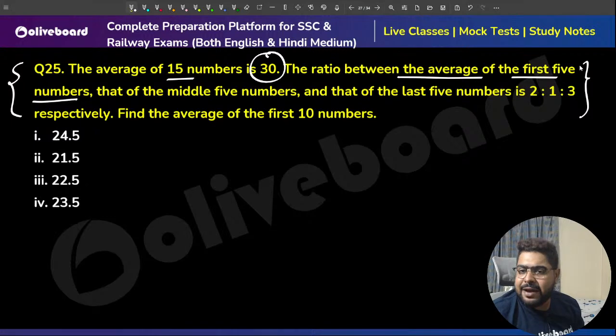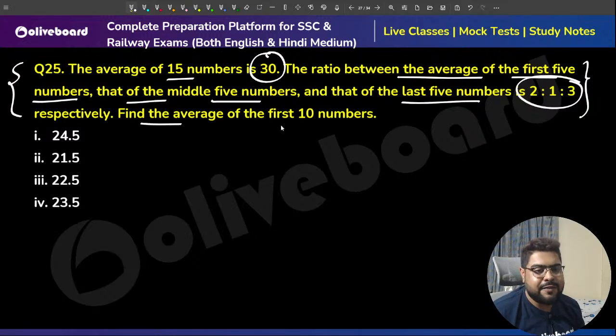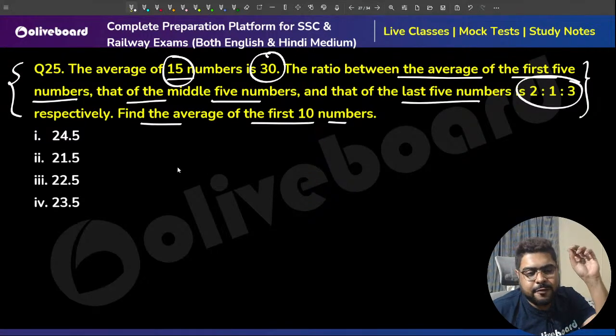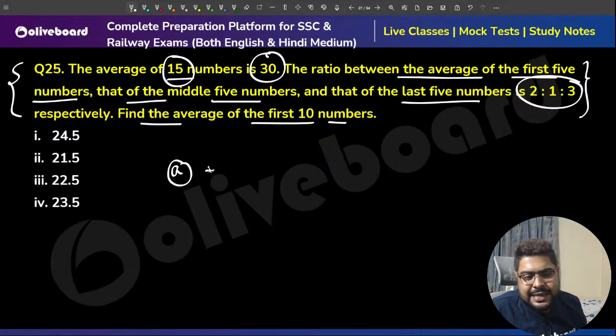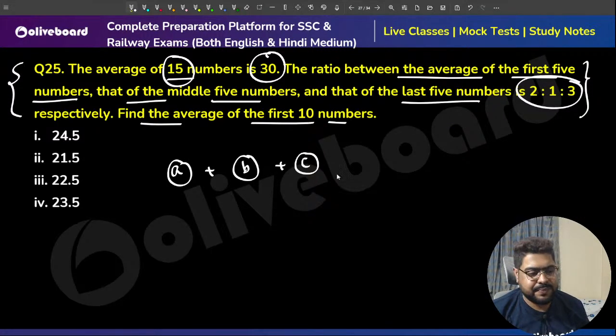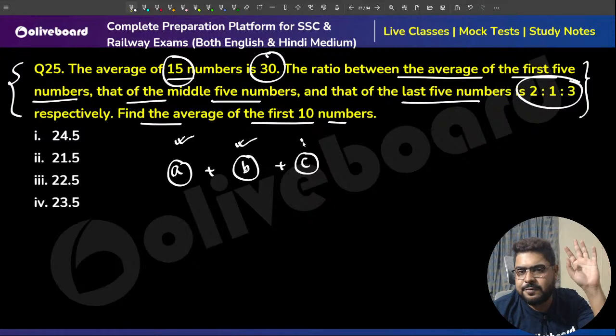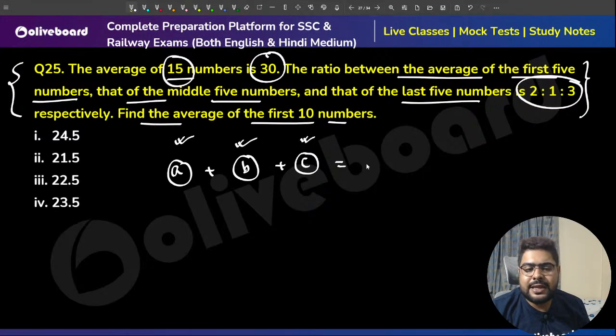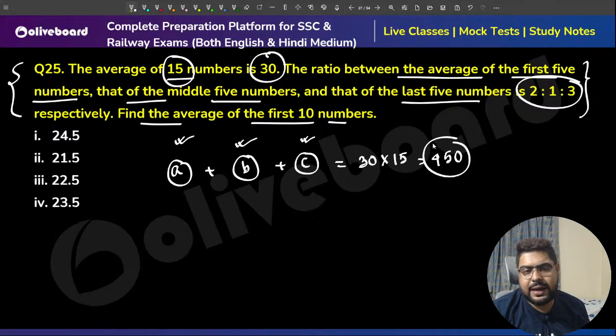The ratio between the average of the first 5 numbers, the middle 5 numbers, and the last 5 numbers is this, sir. Find the average of the first 10 numbers. Please understand, 15 numbers are there. First 5 numbers I'm calling A, next 5 numbers B, last 5 numbers C. It's a pack of 5. So the total is 30 into 15, that is 450, sir.